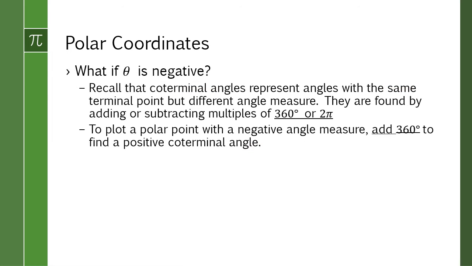So how do we graph these? If everything is positive, it's pretty easy to do. You just go a certain distance away from the center and then wrap around the angle that you're given. What if theta is negative? In that case, remember coterminal angles. Those are angles with the same terminal point, angles that end in the same place, but different angle measures. And those are found by adding or subtracting 360 degrees or 2 pi. So if you are trying to plot a point that has a negative angle measure, then you would add 360 degrees or 2 pi until you get a positive version that you can easily plot.